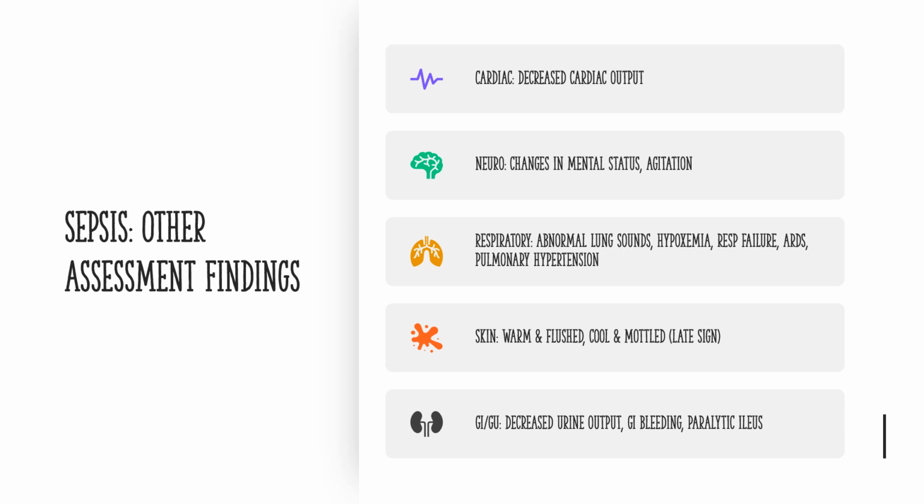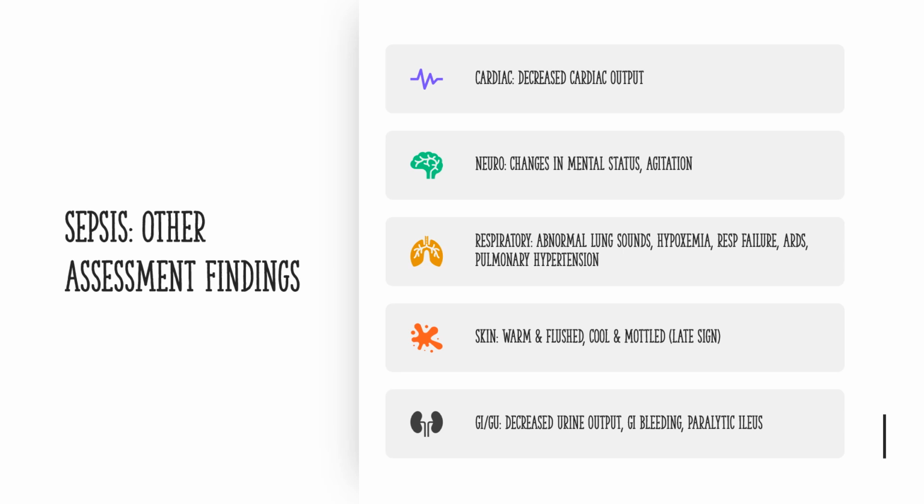Once they start to get hypoxic, you'll notice those neuro changes. When you do your respiratory assessment, they'll have abnormal lung sounds potentially, hypoxia, hypoxemia, respiratory failure, ARDS, pulmonary hypertension. When you look at their skin, they could be warm and flush, or they could be cooled and mottled. And again, that's a late sign. Probably more so when that blood starts to shunt to the vital organs. That's when you're going to see that cool mottled appearance. And again, they're going to be more hypothermic.